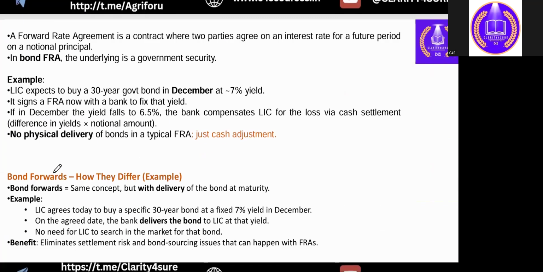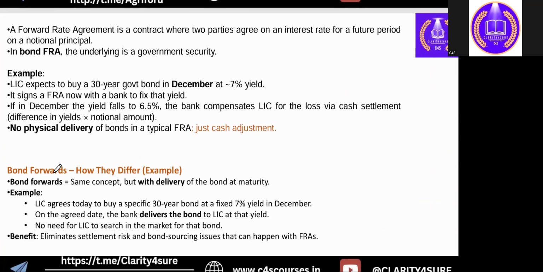Now coming to the next slide, with an example we will try to understand. In bond FRAs, the underlying is a government security. जो underlying जो bond है ना, it is a government security. इसलिए government securities को 30 years bond. For example, LIC expects to buy a 30-year government bond in December at the rate of interest 7. Yield क्या है? Interest 7% of interest. It signs that FRA now with a bank to fix that yield. बैंक के साथ ये yield fix हो गया 7%.